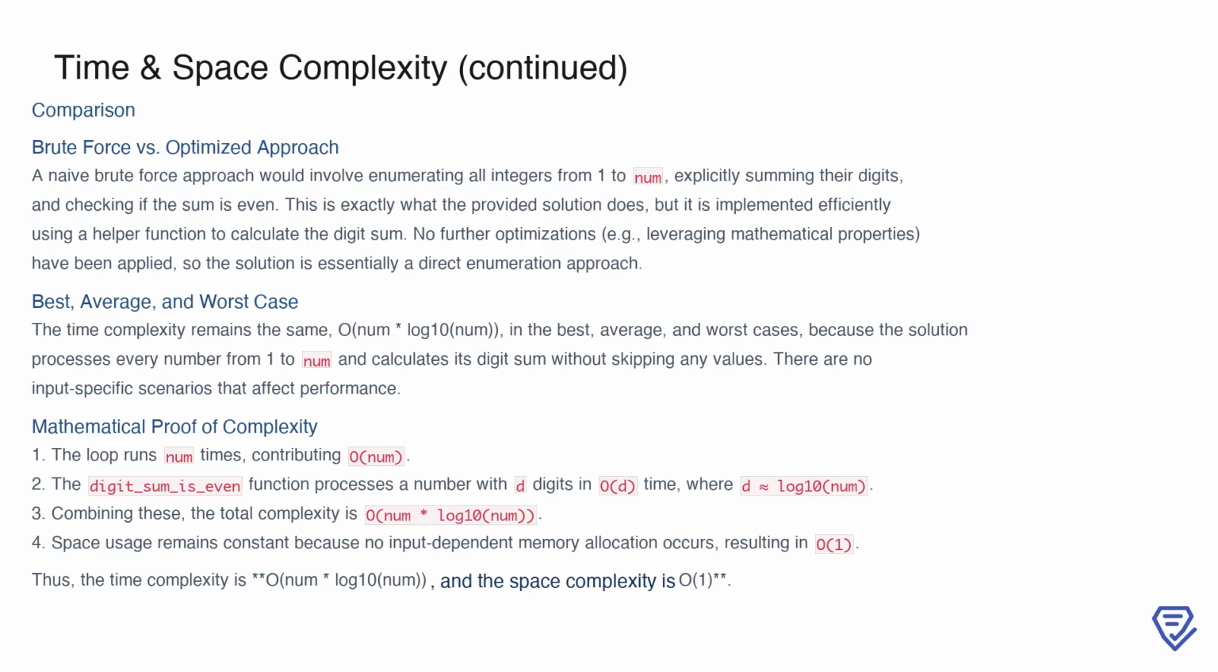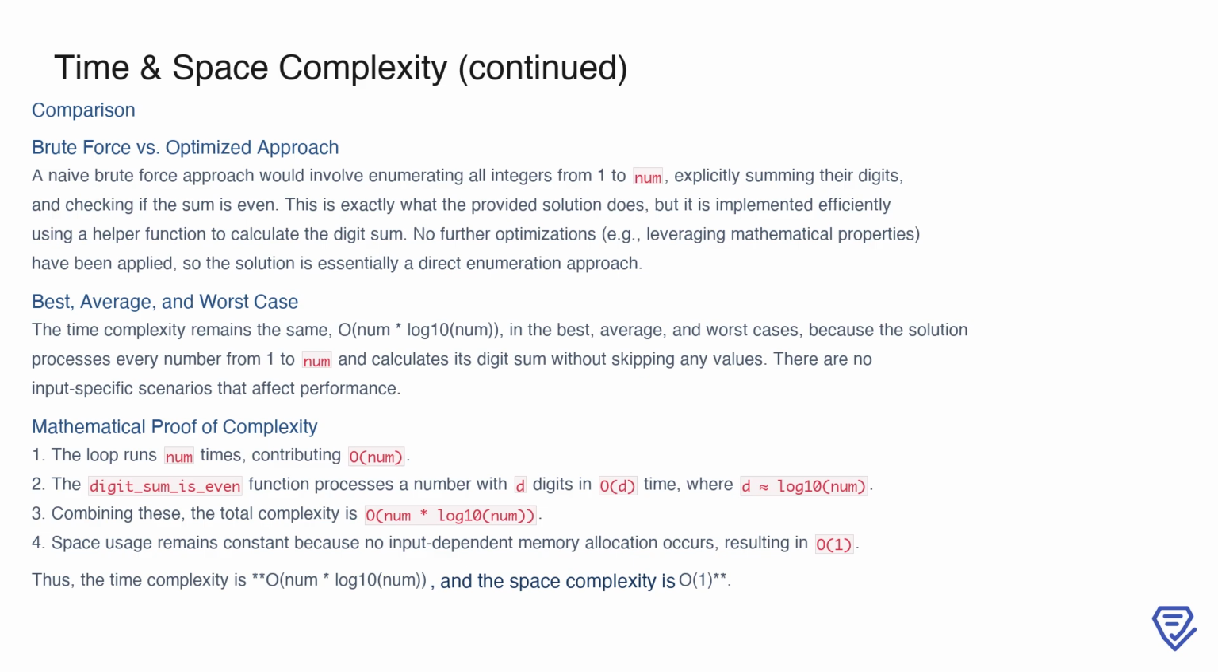Finally, let's compare this implementation with a brute force approach and analyze its behavior in different cases. A naive brute force method would involve iterating through all integers from 1 to number, explicitly summing their digits, and checking if the sum is even. Essentially, this is what the provided solution does, but with an efficient implementation using the helper function to streamline digit sum calculation.